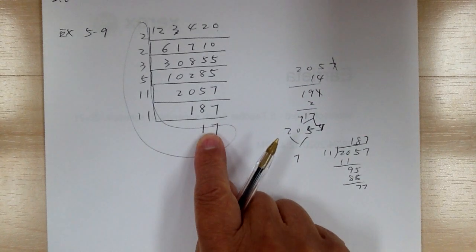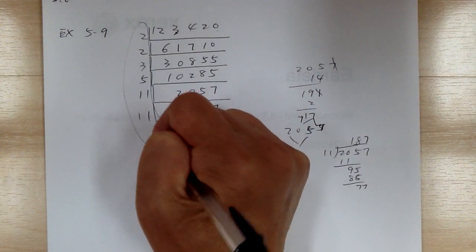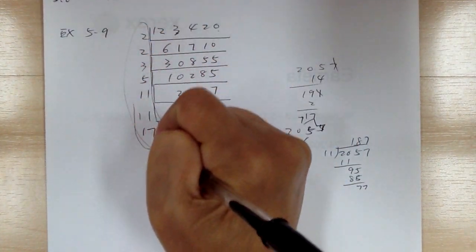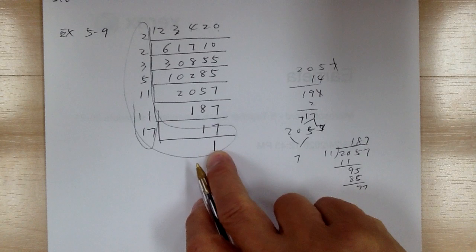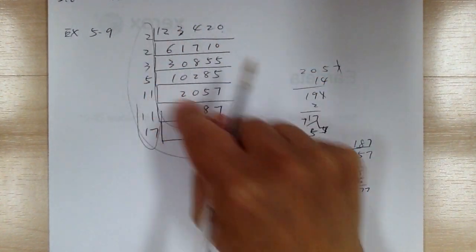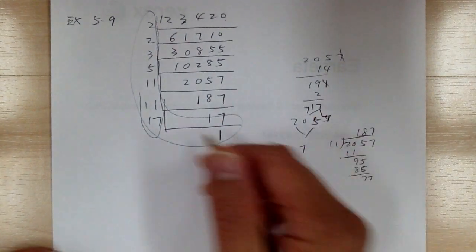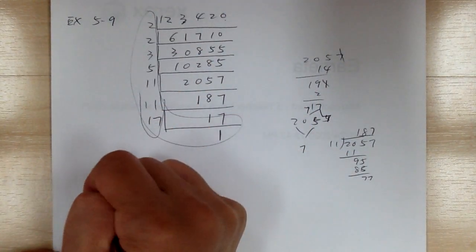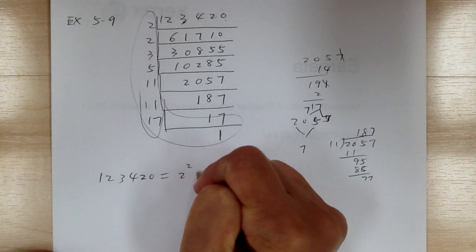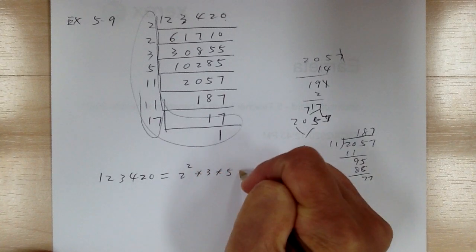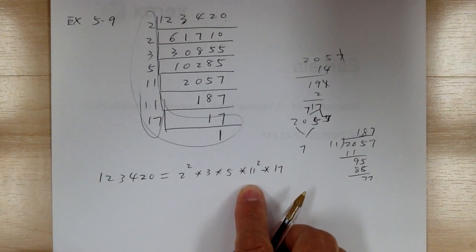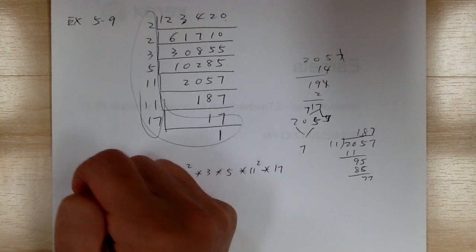Now sometimes people will forget this number, so what you want to do is do it one more time, and keep doing it until you get 1. That way you get all the numbers together right over here, so you don't forget this number back here. Because if you just leave a 17 over here, students sometimes have a tendency of forgetting the 17. So this is your prime factorization. That means 1,234,20 is made out of 2 squared times 3 times 5 times 11 squared times 17. So you're done.